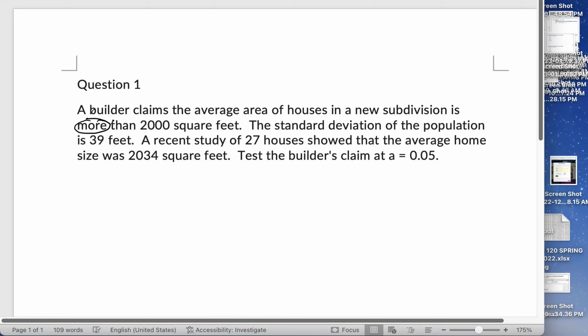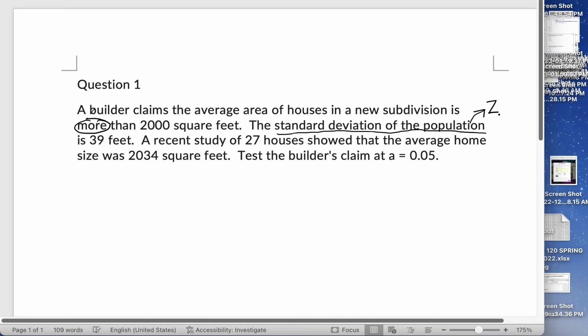The standard deviation of the population, okay, so this is also pretty important as I start working the problem, because this tells me that as I work the problem, I'm going to be using a z-score. Remember, anytime you have the standard deviation of the population given, you use a z. If you have the standard deviation of the sample given, you use a t.